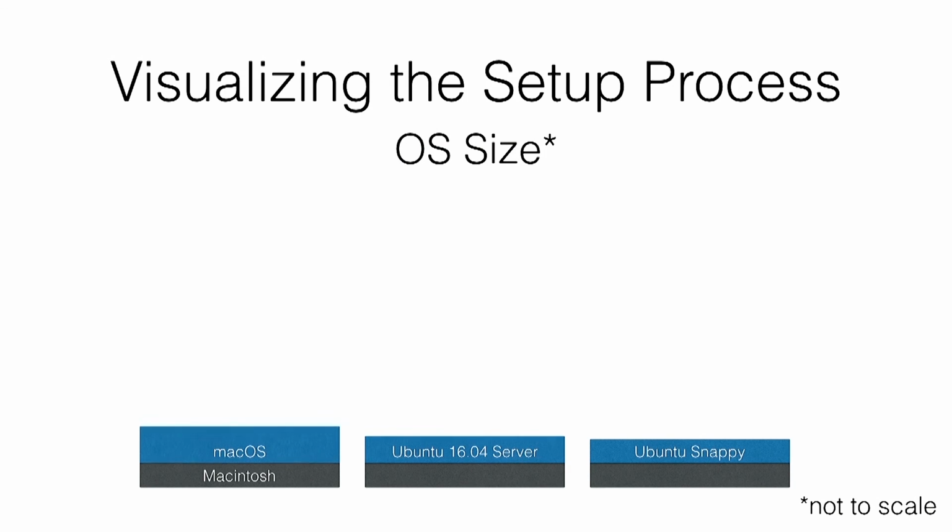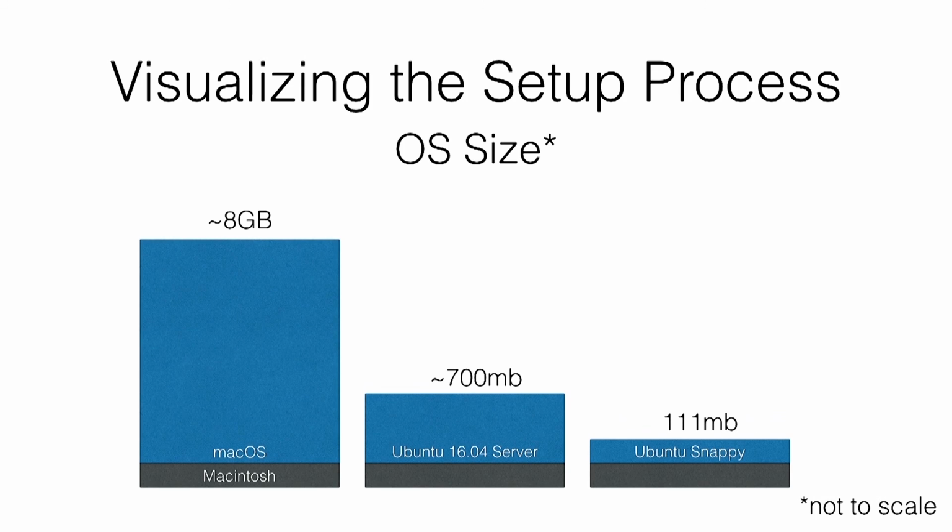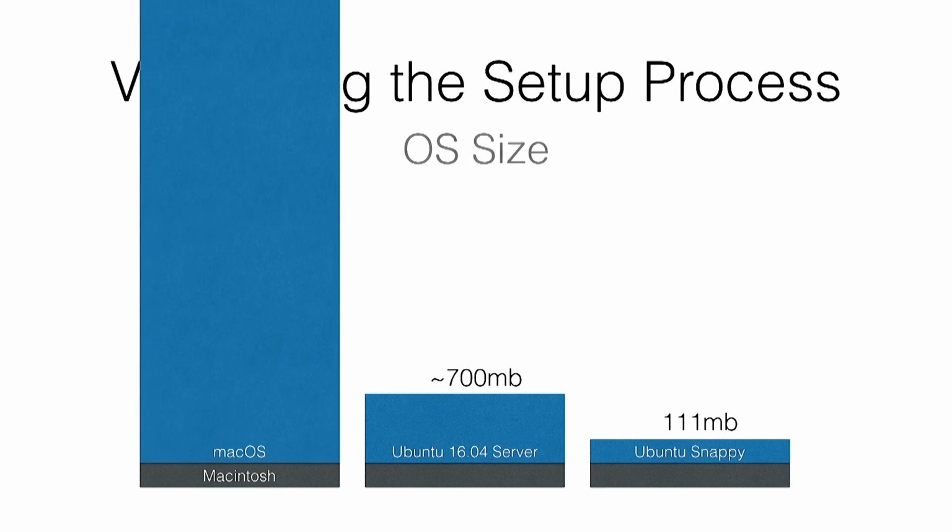So let's take a look at operating system size difference here. Roughly, these are going to change depending on what version of whatever you're looking at. So Mac OS, roughly 8 gigs, base OS. Ubuntu, 700 megs. Snappy, 11 megs. So fairly big difference in size. But if we wanted to actually look at it to scale, it'd probably be something more like that.